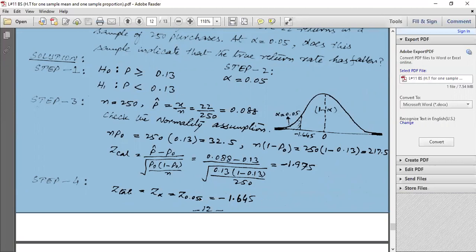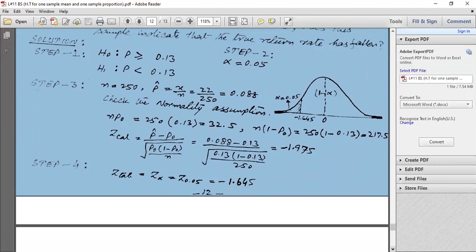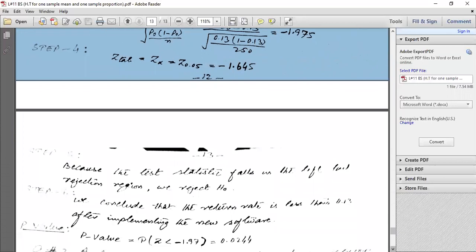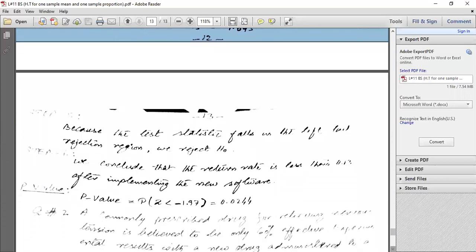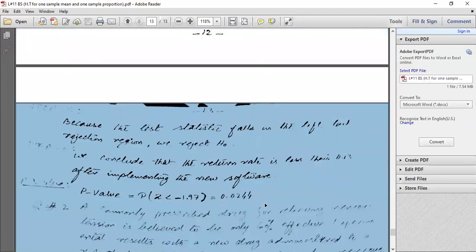So the value from the Z table is 1.645. After finding the result, we will conclude in step number 6 that because the test statistic falls in the left tail rejection region, we reject H naught. We conclude that the return rate is less than 0.13 after implementing the new software.